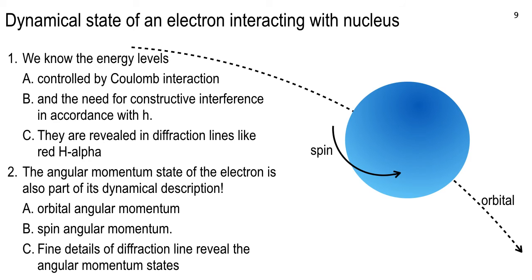If you put the hydrogen in between the poles of a big, strong electromagnet, we can pick up the spin. We can see that the electron is spinning by the effects on really fine details of diffraction lines. Okay?